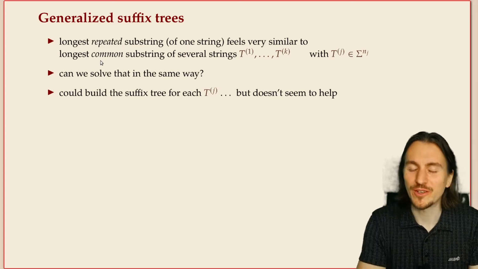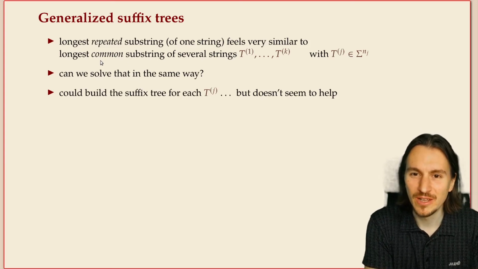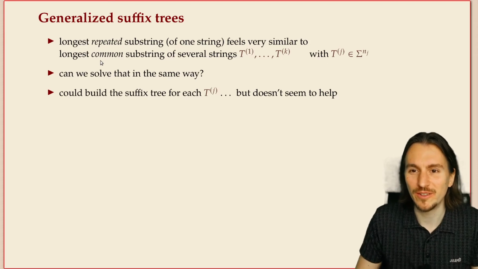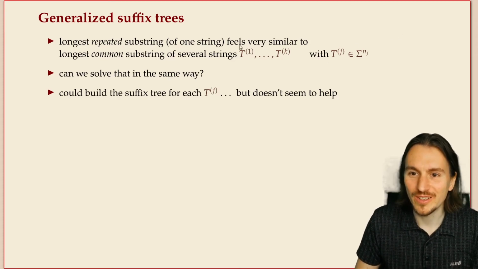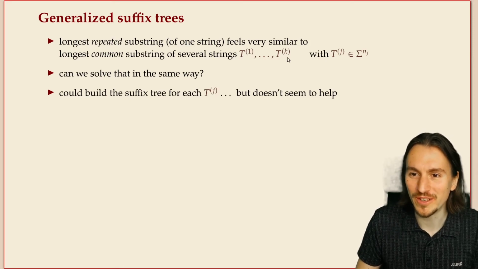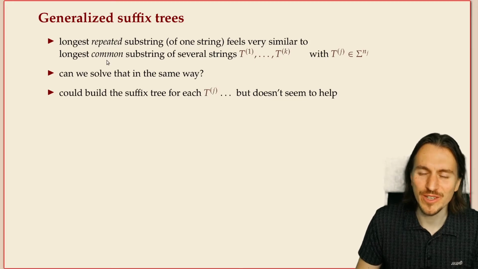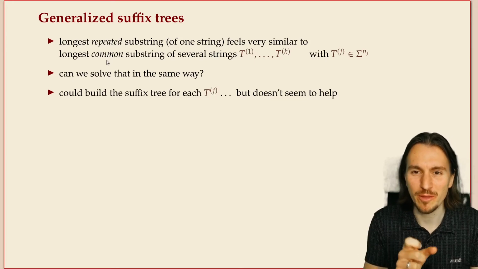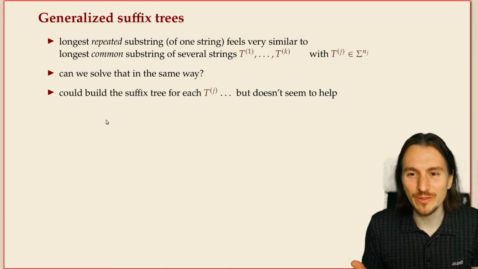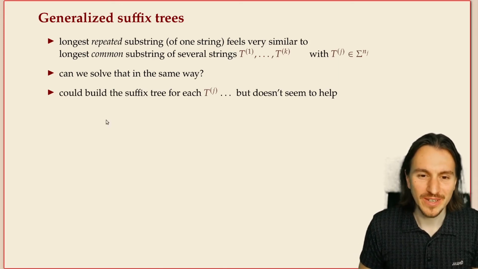We do have restrictions that this common substring must lie entirely inside these others, so it's not useful to know that there's two occurrences in T1 but none in the others. So it's a bit more restricted, but it's a very similar question. We try to ask for something repeated but in different strings. So maybe we can solve it in roughly the same way.